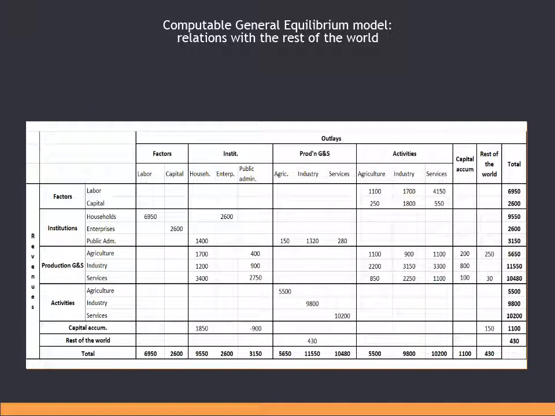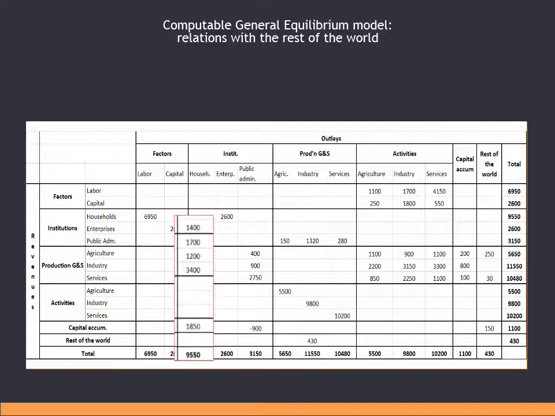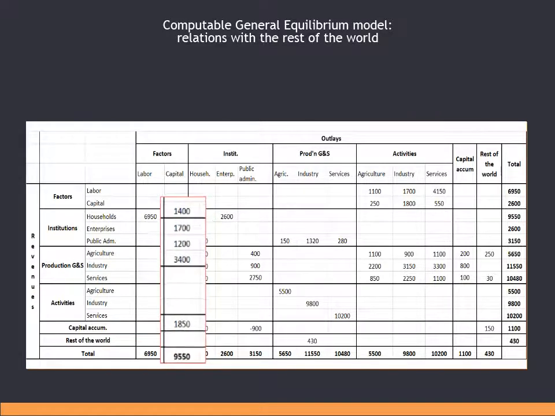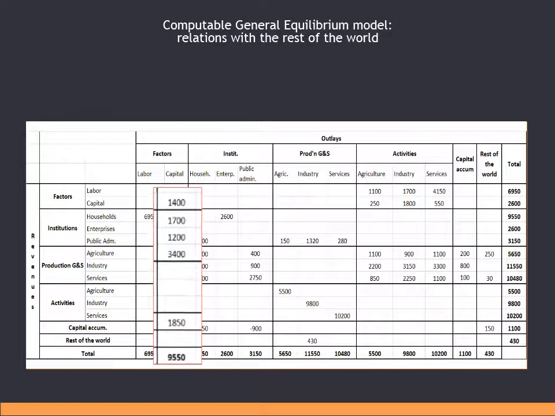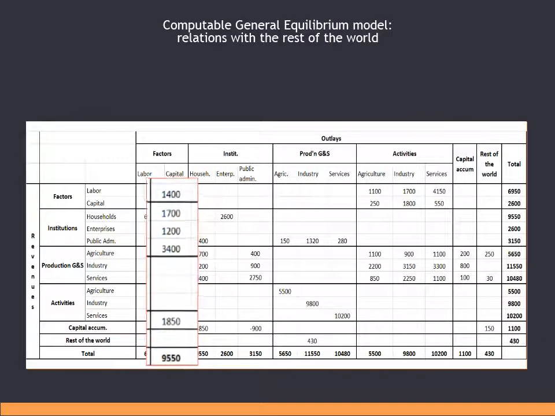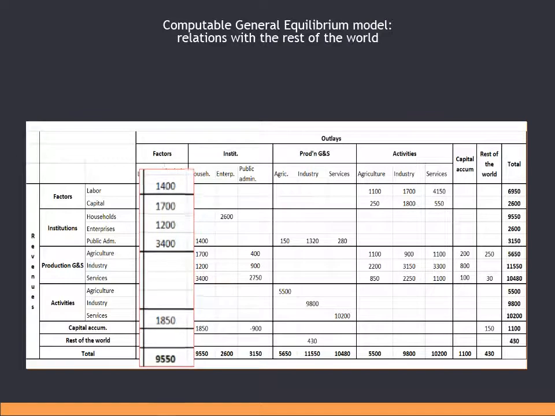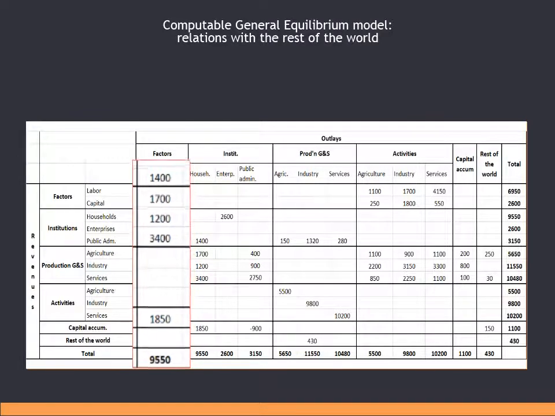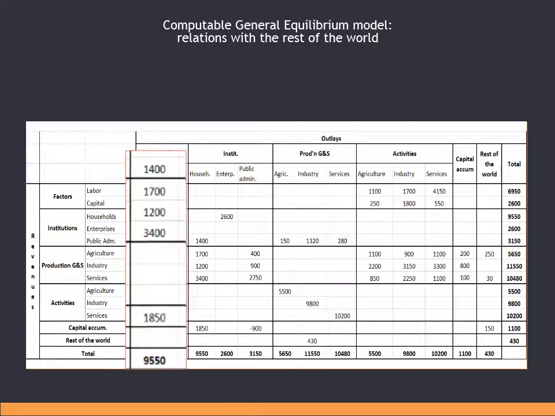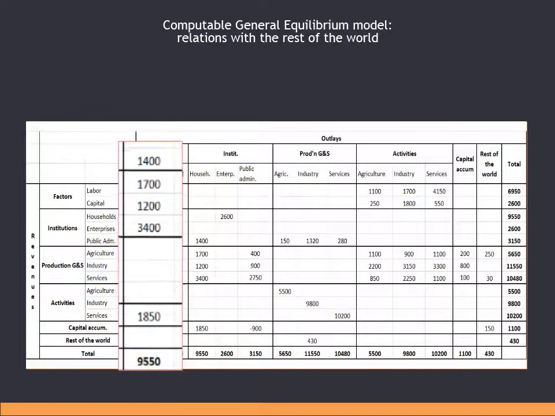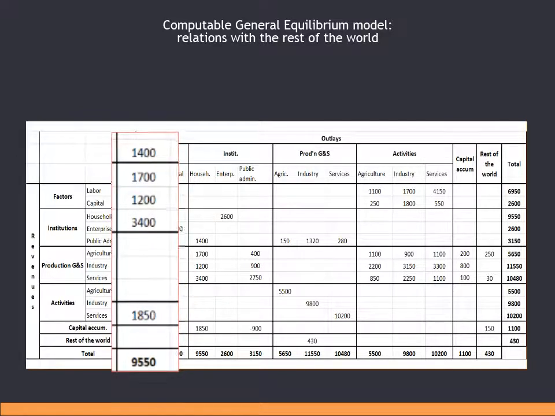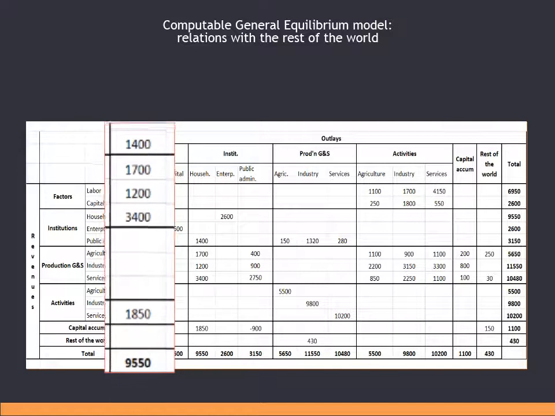And so with this income, households finance several things. First, the payment of income taxation to public administration. Then a demand for goods and services in each sector. Then households save money for an amount of 1,850.